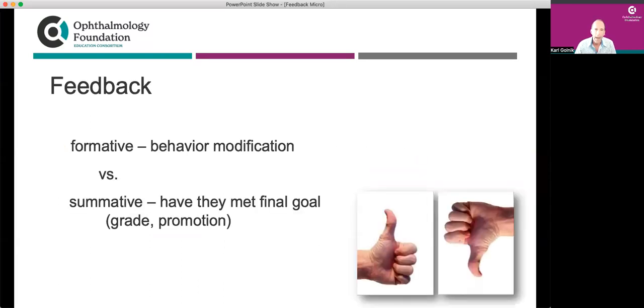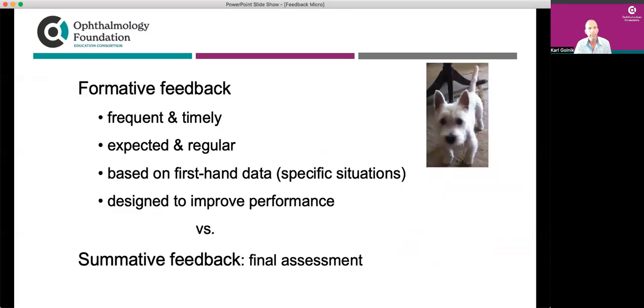There are two kinds of feedback, formative and summative. Formative feedback can be thought of as behavior modification. I like to think of formative feedback as teaching. That's what we're trying to improve in our students. That's teaching using good formative feedback. Summative is sort of the test at the end of the course or graduation. It's a different type of feedback, important. Both have their own place.